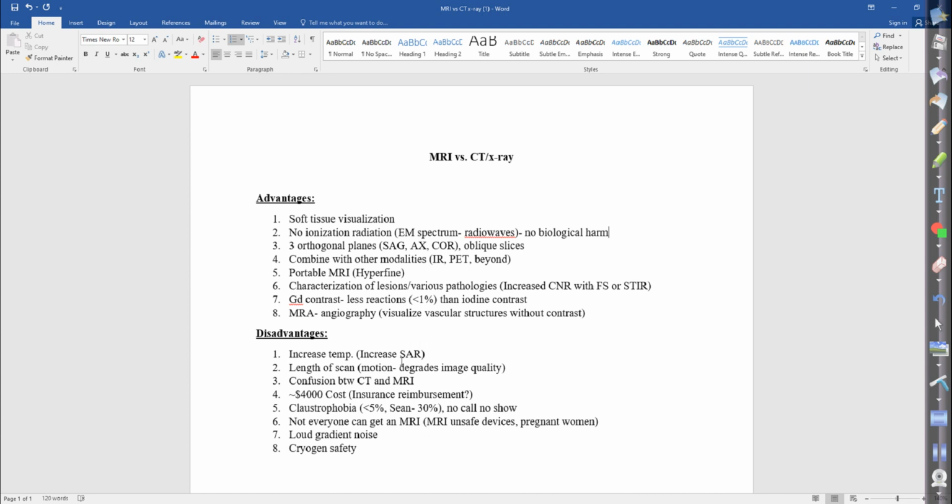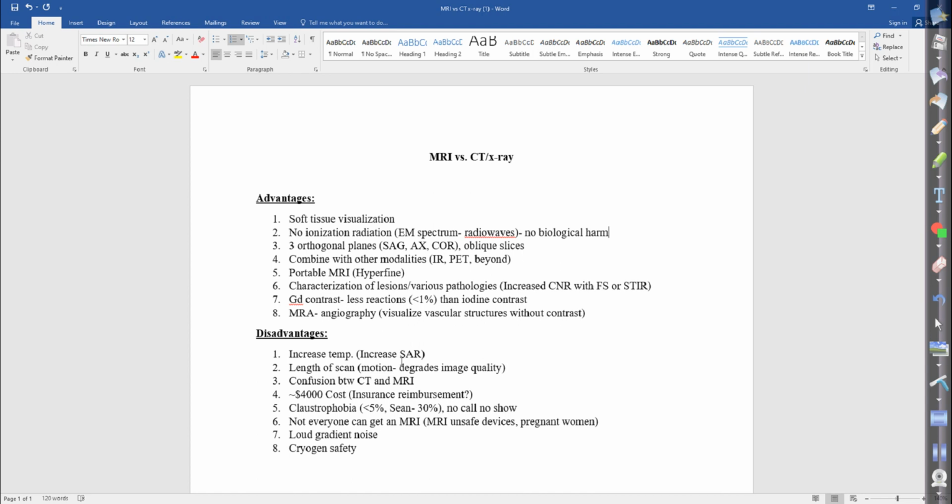Another advantage was your three orthogonal planes. Orthogonal just means 90 degrees from each other. So we're able to capture images in the sagittal, axial, and coronal planes. Compared to X-ray, we have to get one image and then reposition the patient into a lateral to see a different perspective.